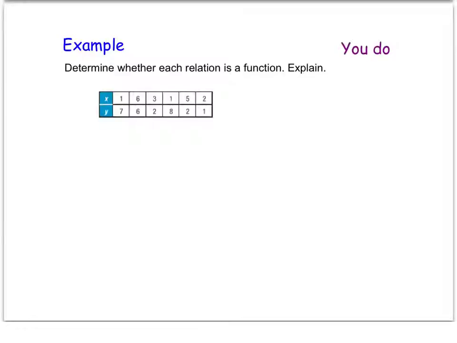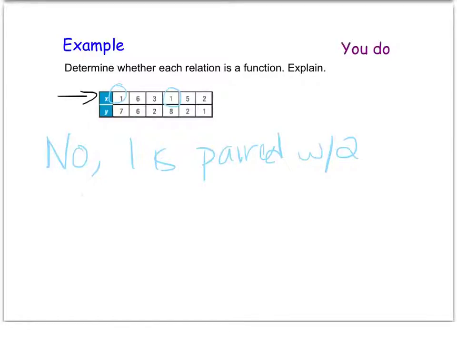Alright, so now we're trying to figure out if this is a function or not. So we're still going to be looking at the x's. We want to make sure that our x's never repeat. Well, uh-oh, look at this. I see a 1 here and a 1 here. So now my x's are repeating, so that automatically says that this is not a function. So no, 1 is paired with 2 range values, 7 and 8.